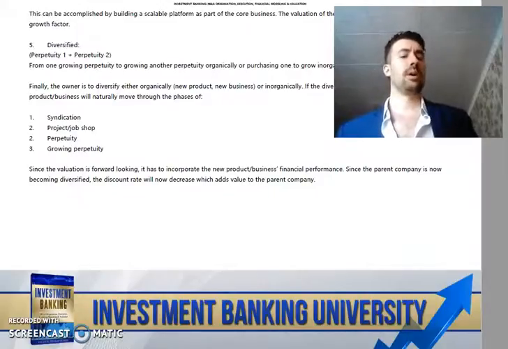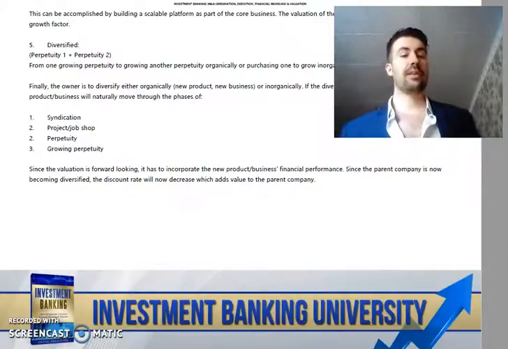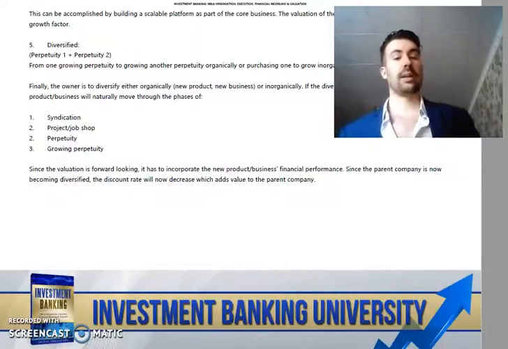The fifth and final phase of the perpetuity is diversified, and this is where we think in terms of perpetuity 1 plus perpetuity 2. From one growing perpetuity to growing another perpetuity, either organically or purchasing one and growing inorganically. Finally, the owner is to diversify either organically, a new product or business, or inorganically.